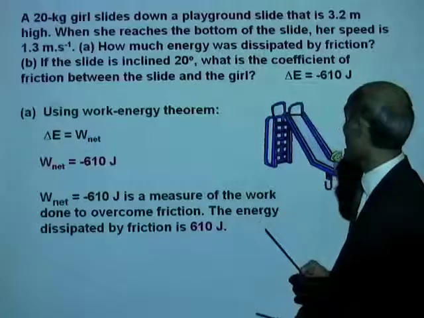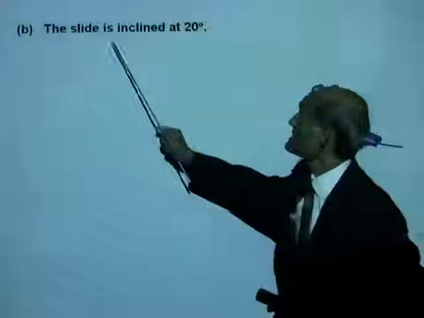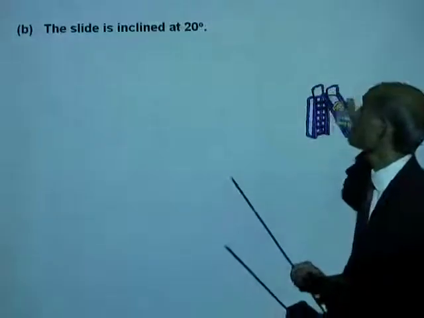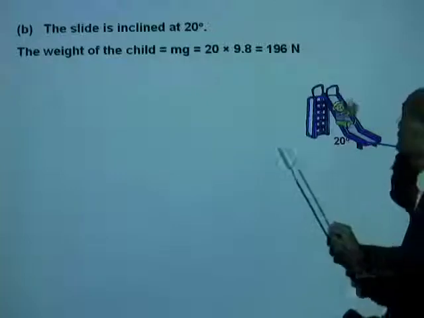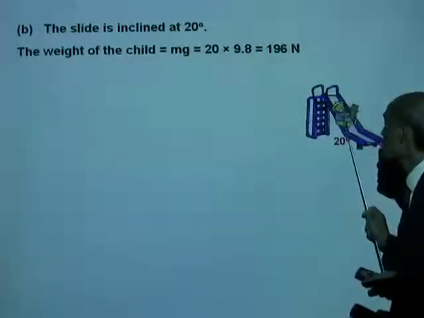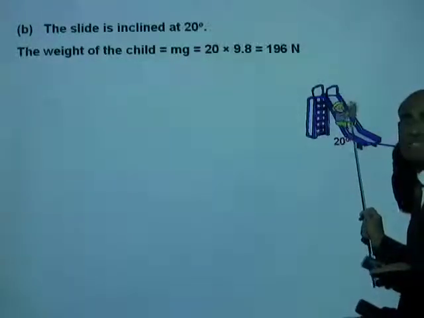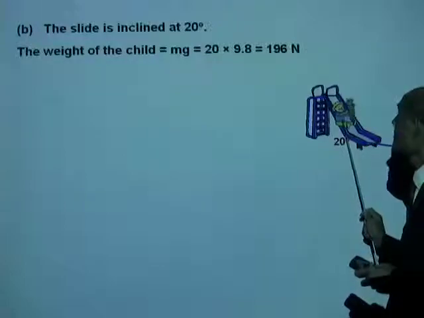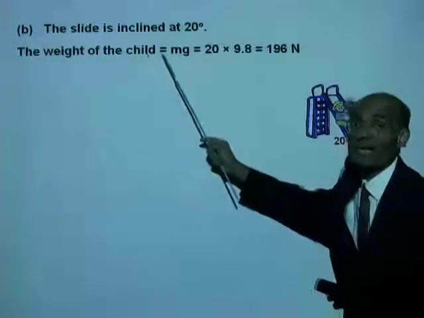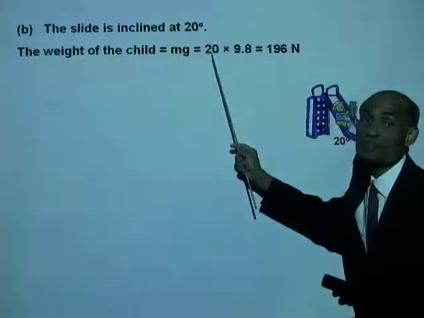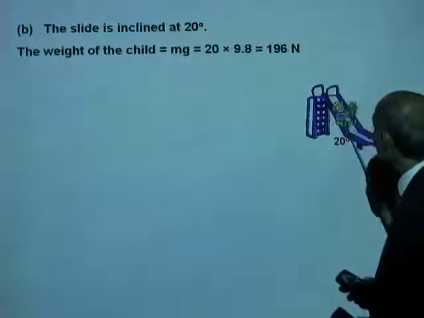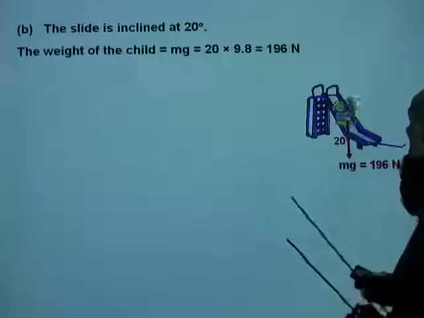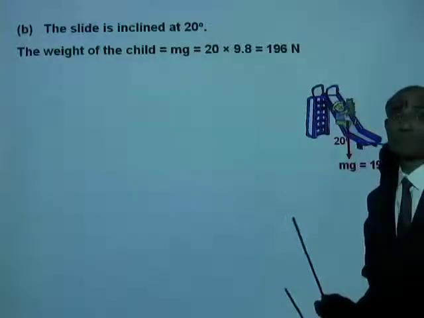Let's do that. The slide is inclined at 20 degrees. So this angle is 20 degrees. Now let's put the child somewhere on the slide here. The weight of the child is mg, that is 20 times 9.8, 196 Newton, acting vertically down.